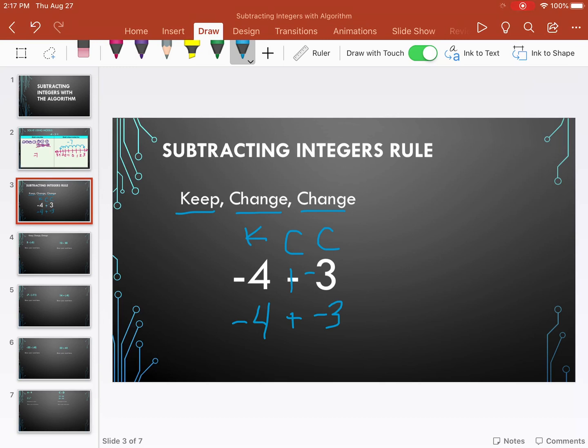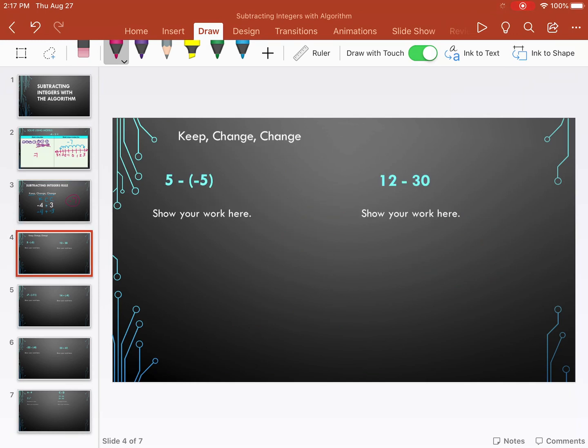Once I do keep, change, change, now I go back to my addition rules. Remember that was our song? And that's what I'm going to do. So these are the same signs, so same signs, add and keep. I'm going to add these two together. 4 plus 3 is 7. They're both negative, so keep the sign. So -7 is my answer, just like we got for both of the models. Okay, all right, let's do it again.